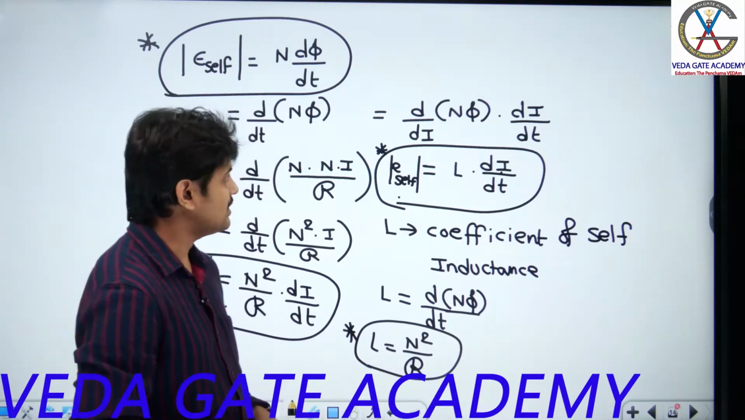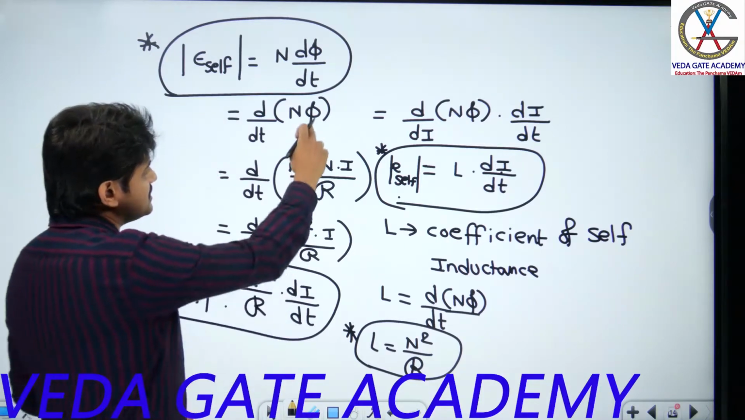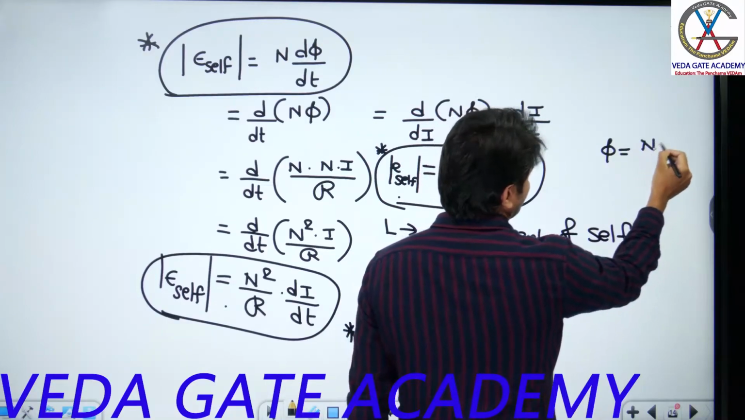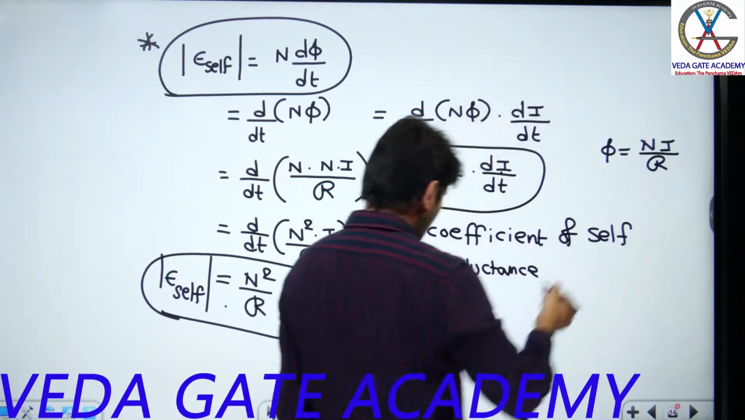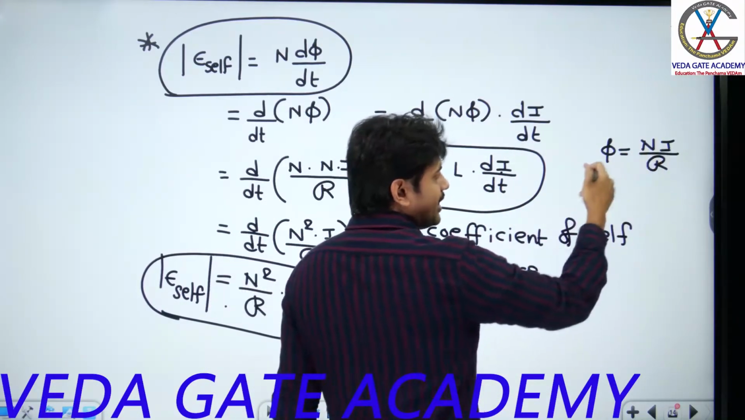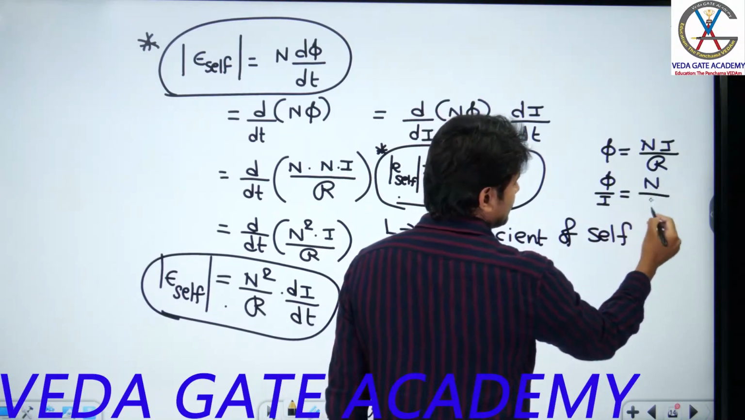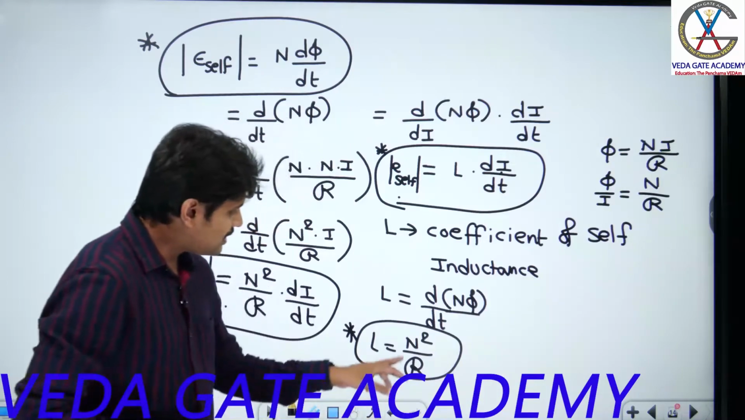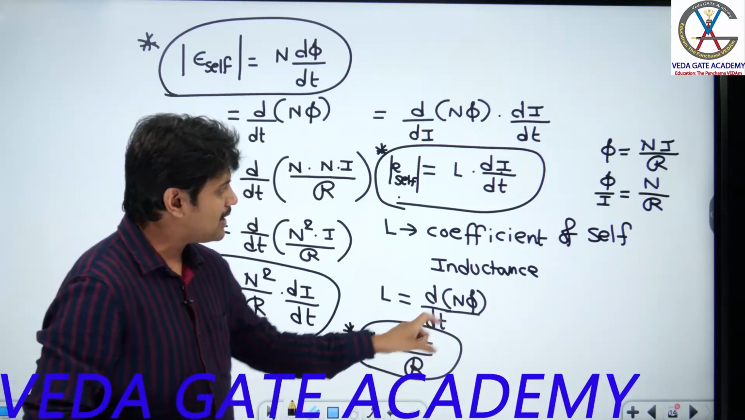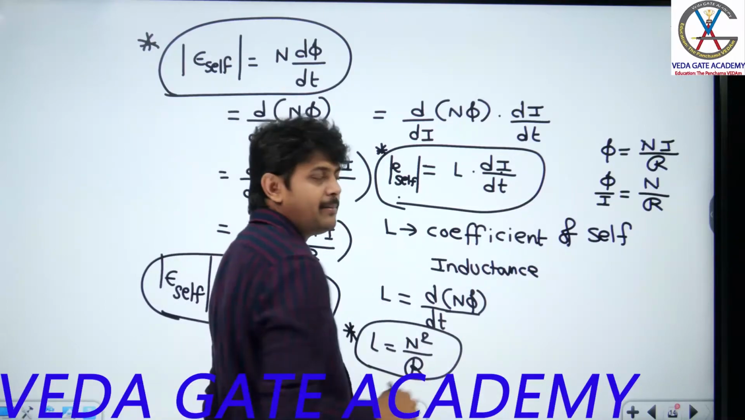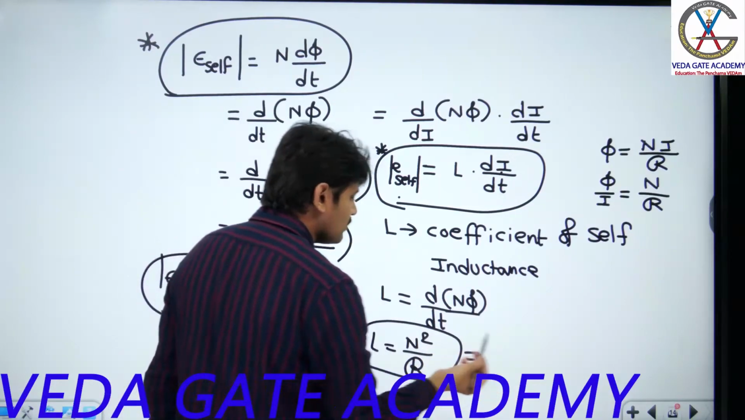N square by reluctance. And we know that the flux is MMF divided by reluctance, right? So what is the formula for flux? Ni by reluctance. From here, if I take I to the left hand side, can I get the expression as flux by current equal to N by R? Yes or no? So in this N square by R, out of N by R I can replace with phi by I. So if I replace N by R with phi by I, what is the equivalent expression for coefficient of self-inductance?